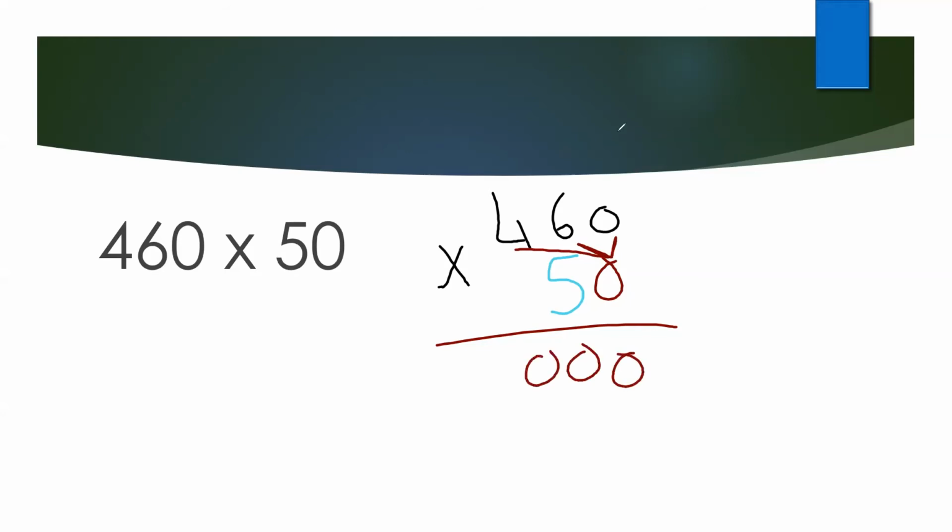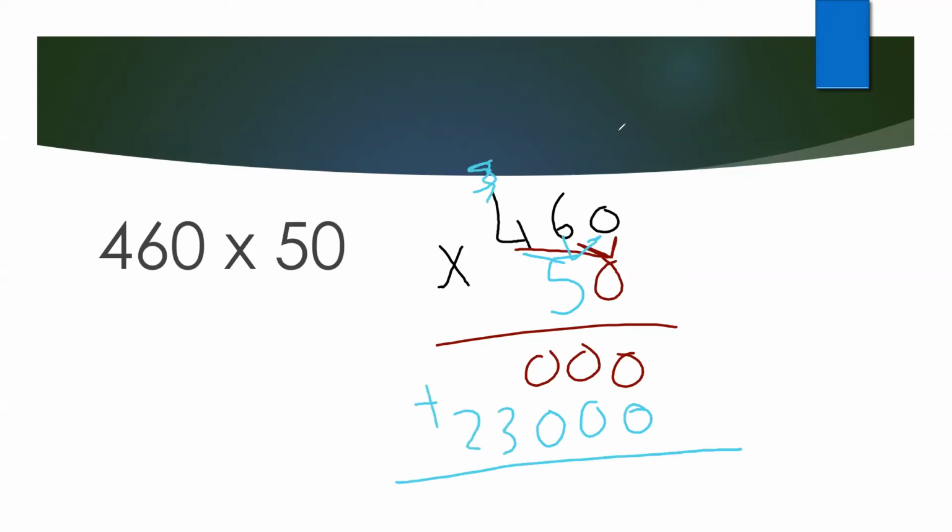And then the 5 by everything at the top. But before I do the second number, I have to add my placeholder, which is a 0. 5 times 0 is 0. 5 times 6 is 30. 0, and I carry the 3. 5 times 4 is 20, plus 3 is 23.